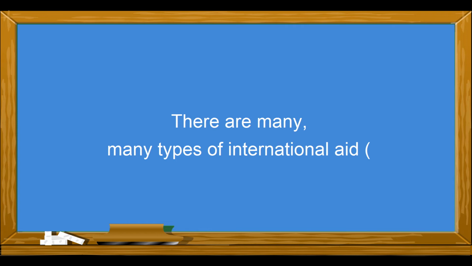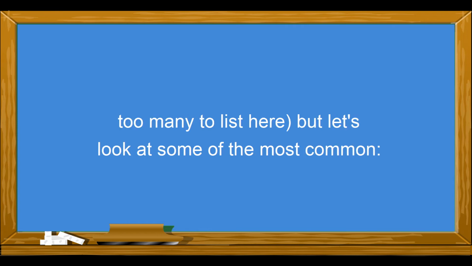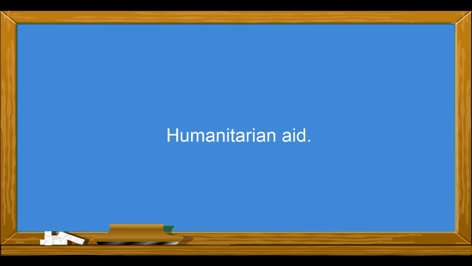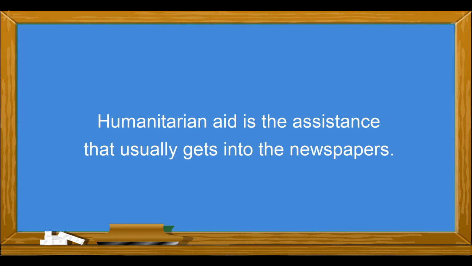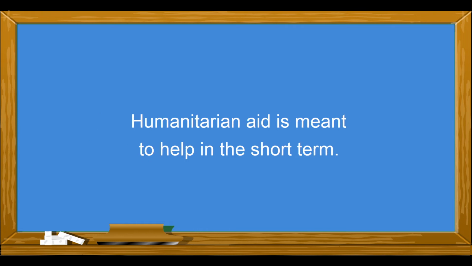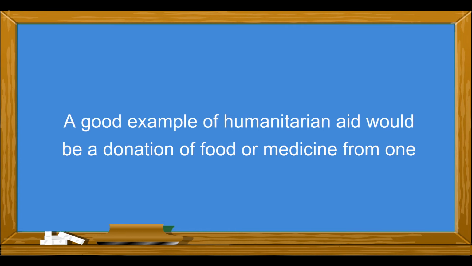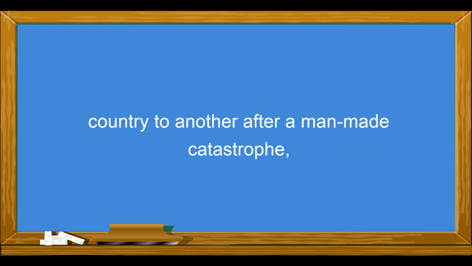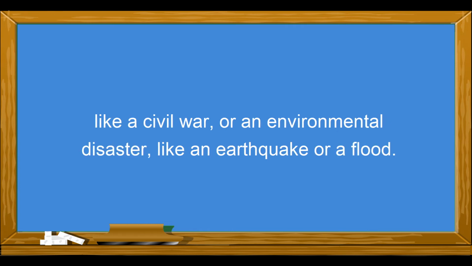There are many, many types of international aid, too many to list here, but let's look at some of the most common. Humanitarian aid. Humanitarian aid is the assistance that usually gets into the newspapers. Humanitarian aid is meant to help in the short term. A good example of humanitarian aid would be a donation of food or medicine from one country to another after a man-made catastrophe, like a civil war, or an environmental disaster, like an earthquake or a flood.